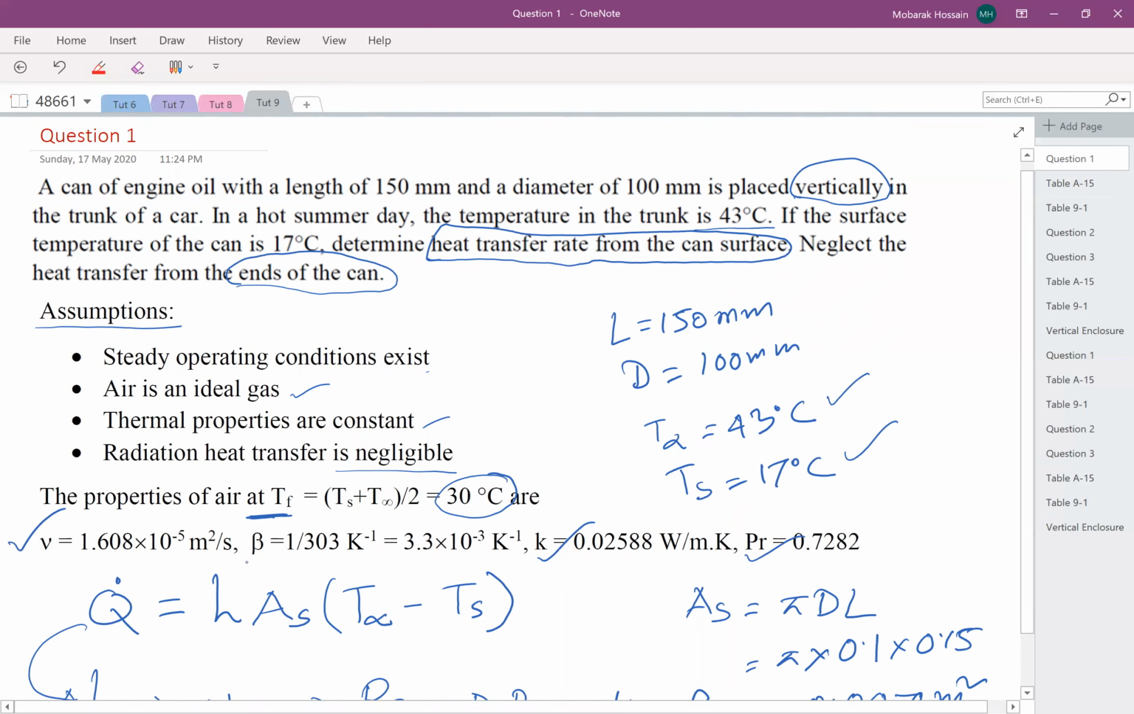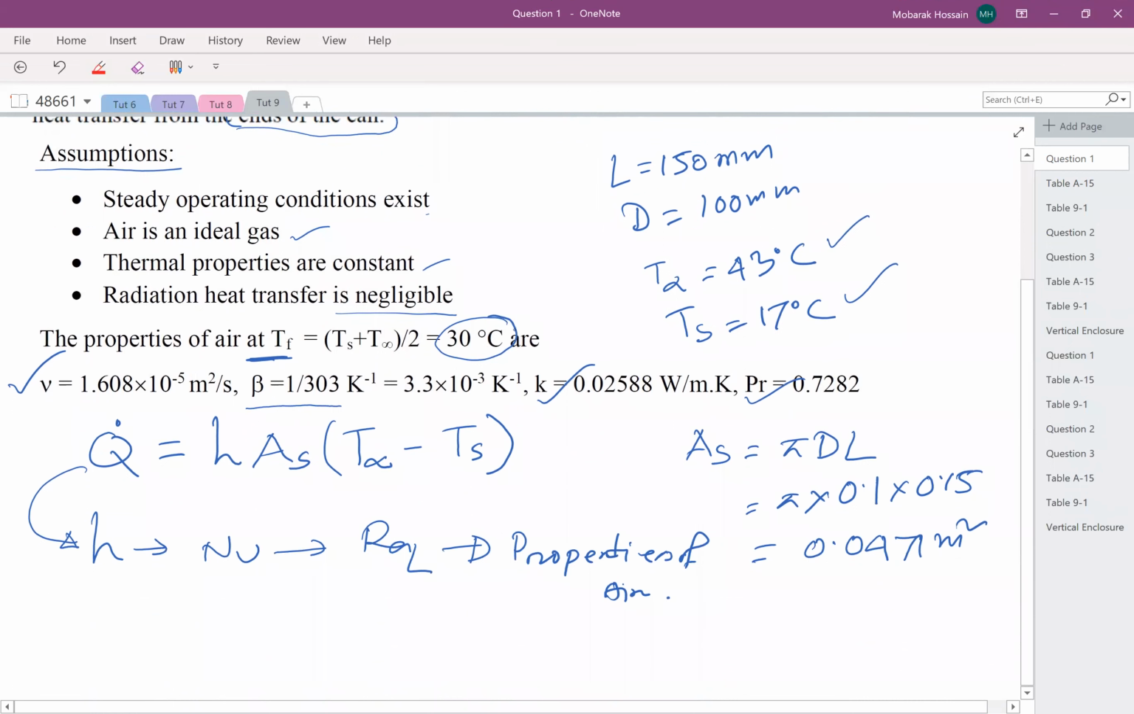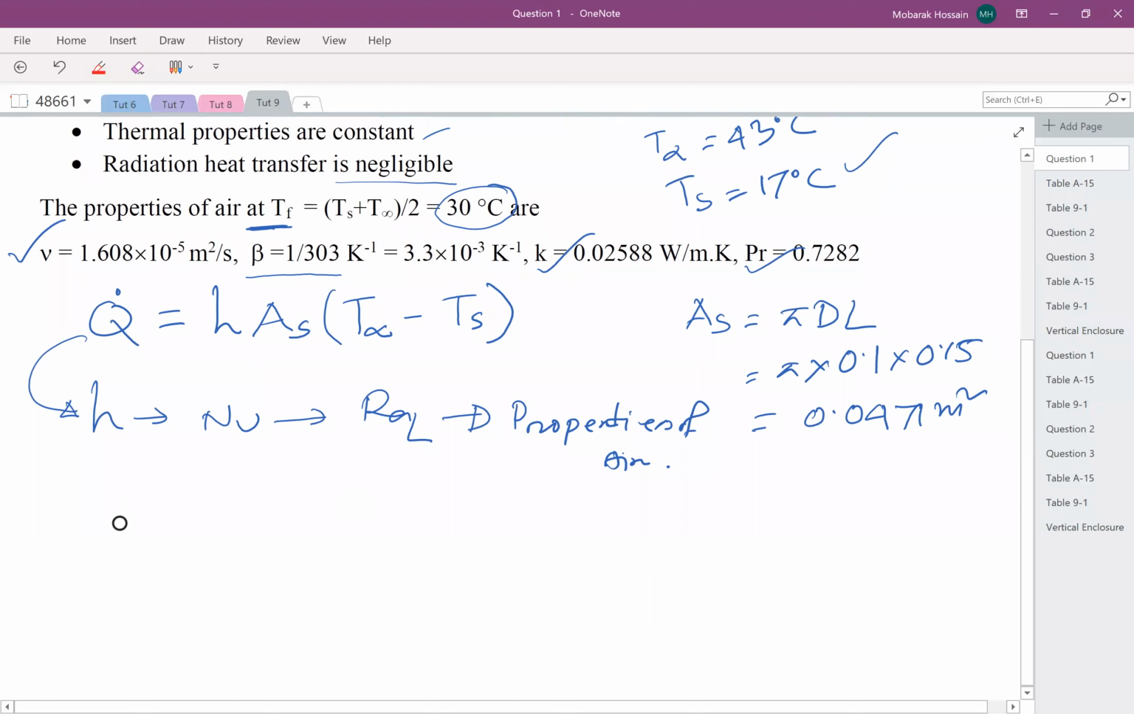Now beta is 1 over the temperature in Kelvin. So 1 over 30, if you convert to Kelvin, it will be 303. So 1 over the mean temperature in Kelvin. Okay, now we have all the properties.